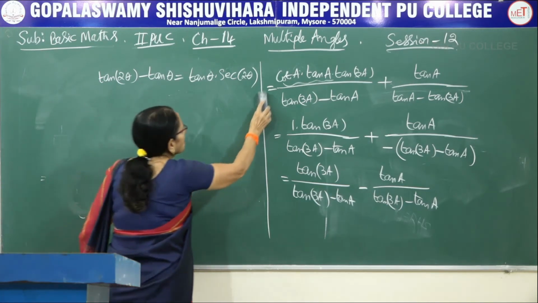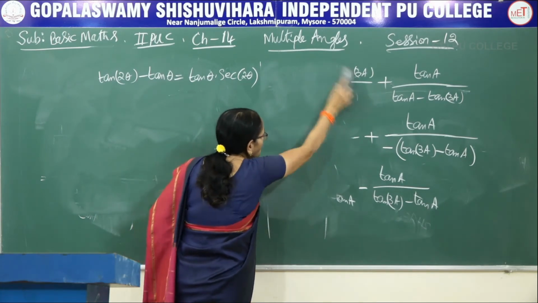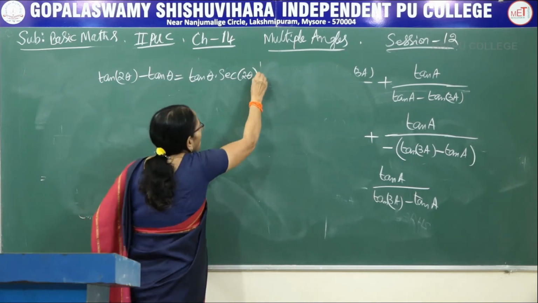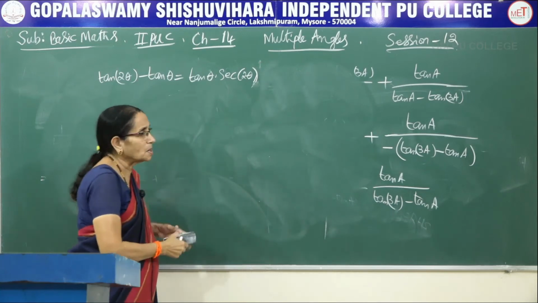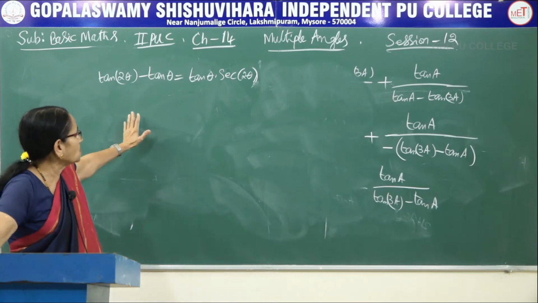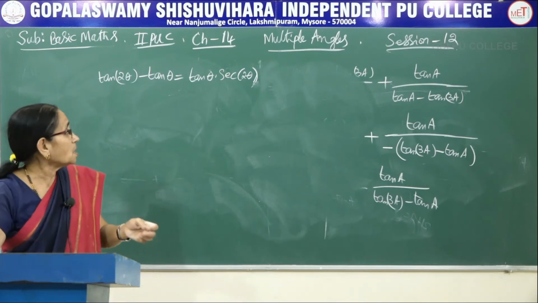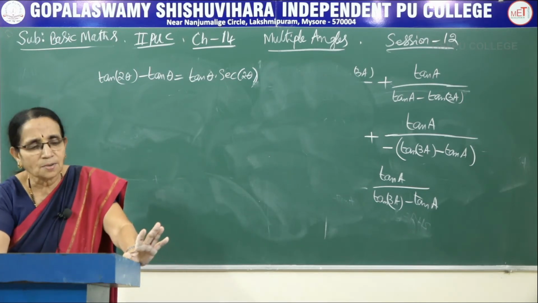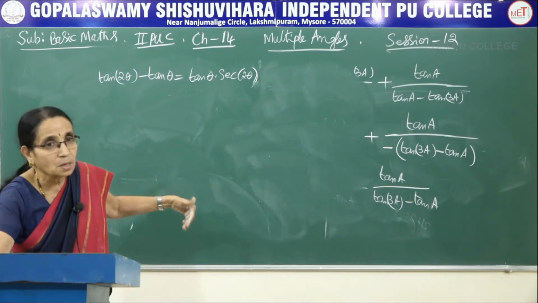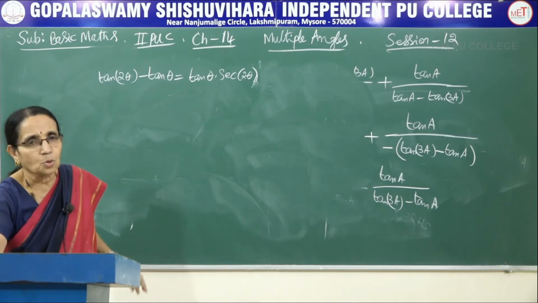Now, how can you start this one? See, look at the right hand side. The right hand side has a product of tan and secant. Tan theta means it is sin theta by cos theta. So that gives us a hint that we have to somehow get sin theta by cos theta here. The other thing is secant 2 theta, and secant is the reciprocal of cosine. So if you could get 1 by cos of 2 theta, you can write it as secant of 2 theta.